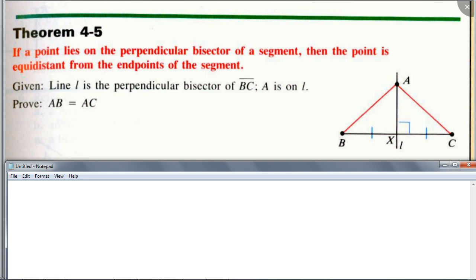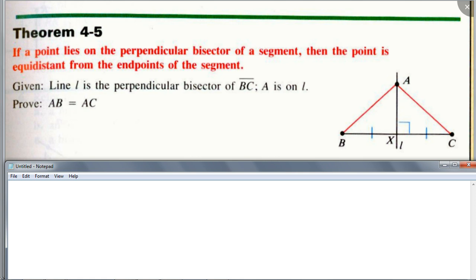Side angle side? How so? They already showed that BX. Right, so that's actually a good point. Why is BX congruent to XC? Because look at what's given. It doesn't say anything about BX and CX being congruent. How are they able to come up with that conclusion there?